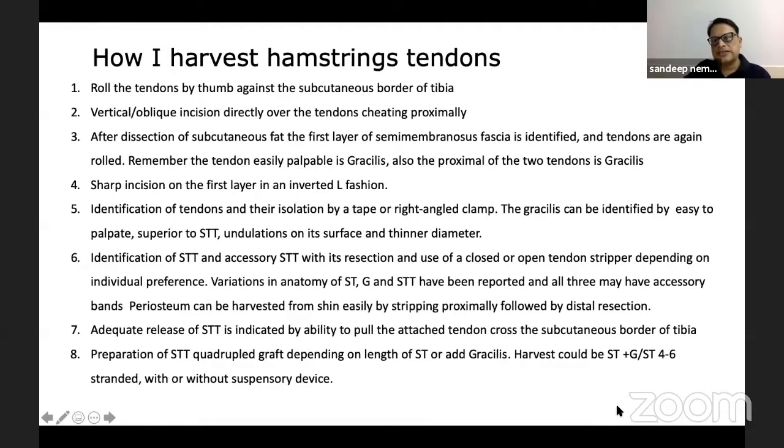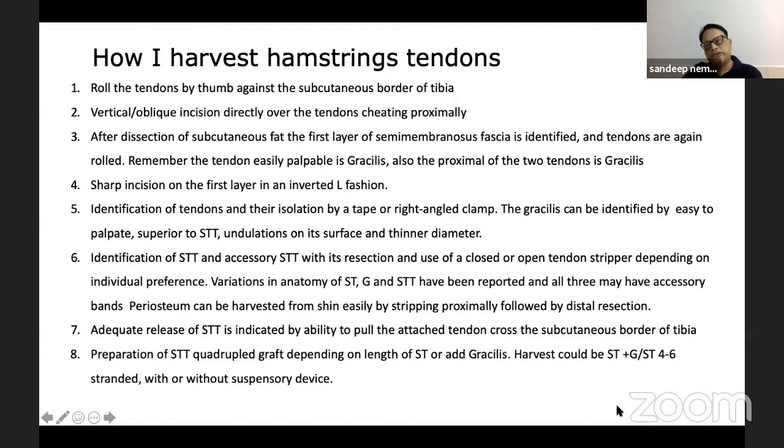Then I do the identification of accessory semitendinosus. I resect it, and as I said, variations in anatomy of semitendinosus, gracilis, and sartorius have been documented. So you need to keep that in mind. And then subsequently, after harvesting, I mount it with the fixation device.